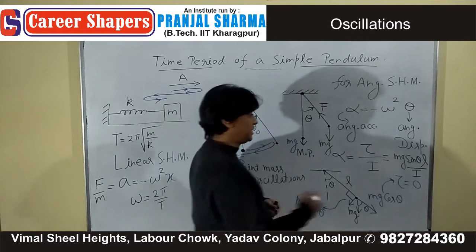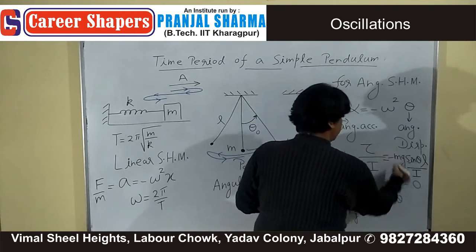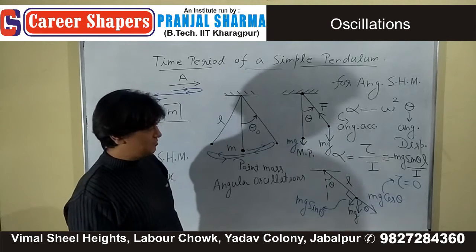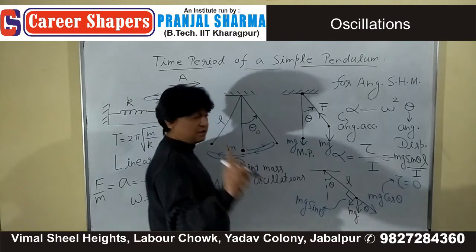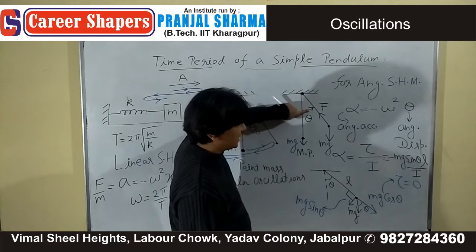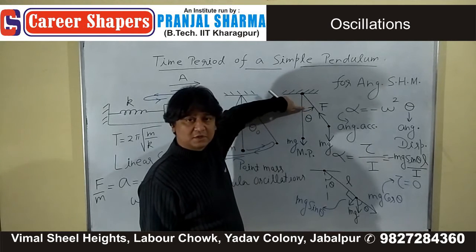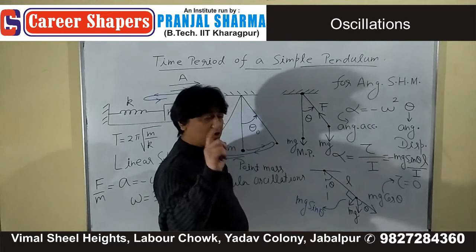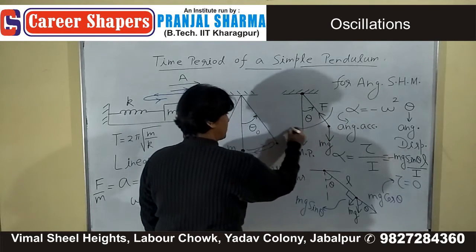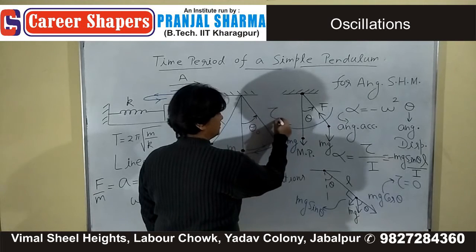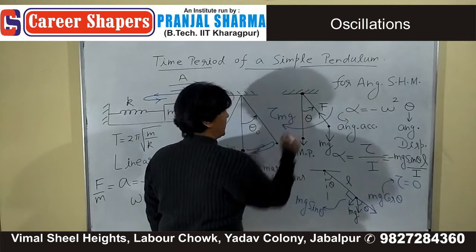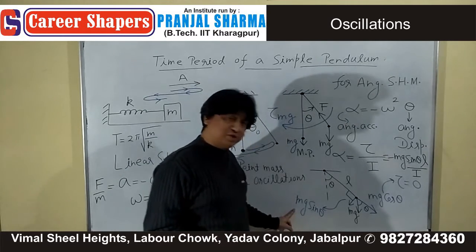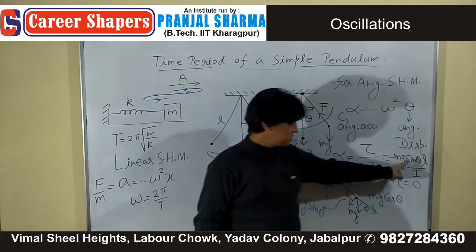We will be using a negative sign. Why a negative sign? Look at the torque of mg. We have given an angular displacement like this. This is anti-clockwise angular displacement. But torque of mg is trying to move it like this. Torque of mg is what? Because of the mg sin theta component only, which is this.